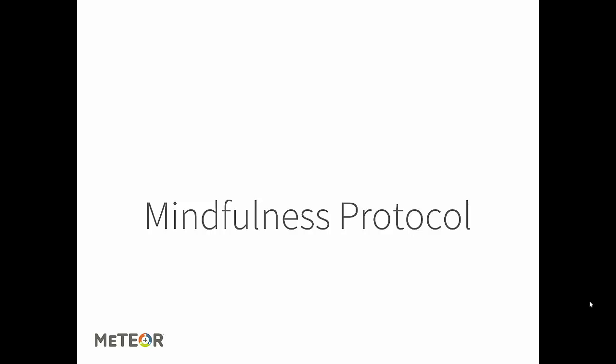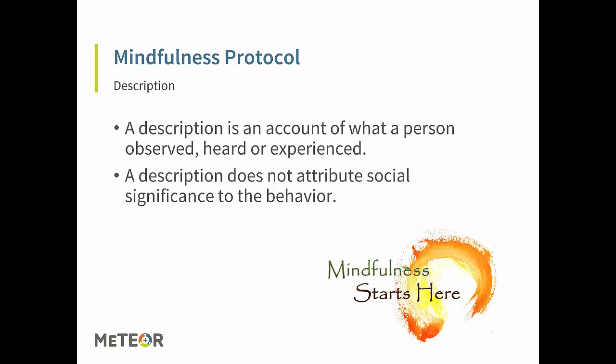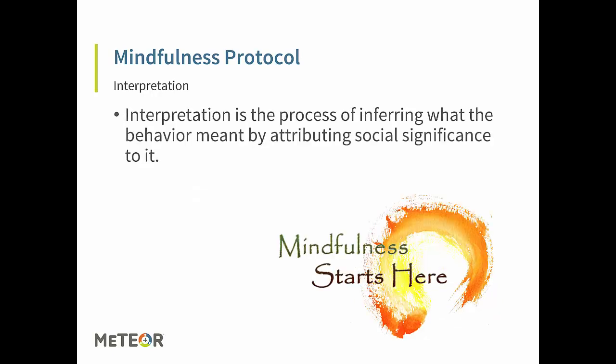The protocol is framed around 3 cognitive processes involved in how we make sense of what's going on around us: description, interpretation, and evaluation. As an example, they offer the behavior of an imaginary student, Enrique, during a reading activity. Let's start with the description. "Enrique raised his hand 10 times during the story read aloud" is a description of what occurred in the classroom. A description is an account of what a person observed, heard, or experienced. A description does not attribute social significance to the behavior.